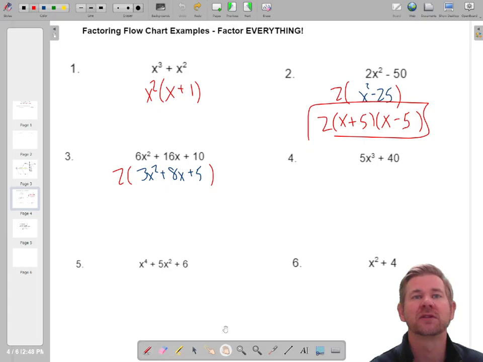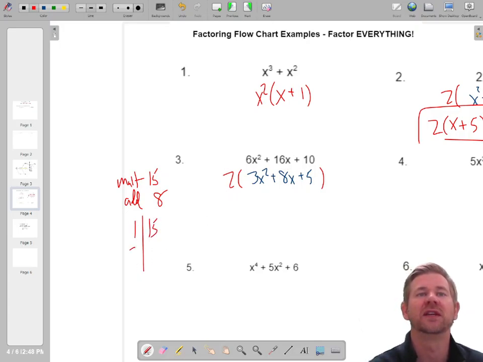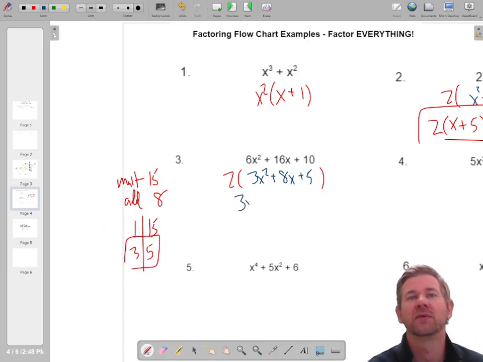I'm going to find numbers that multiply to a times c. And in this problem, 3 times 5 is 15. Find numbers that multiply to 15 and add to the middle. The middle is 8. Okay, I'm only factoring what's in blue. I've already handled the 2. So 1 and 15, or 3 and 5, it's one of those. It's 3 and 5, okay? So I'm going to split the middle, 3x squared.